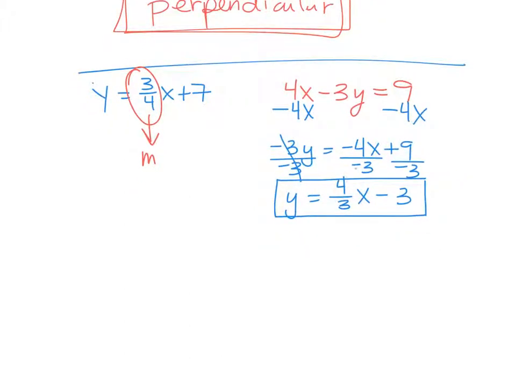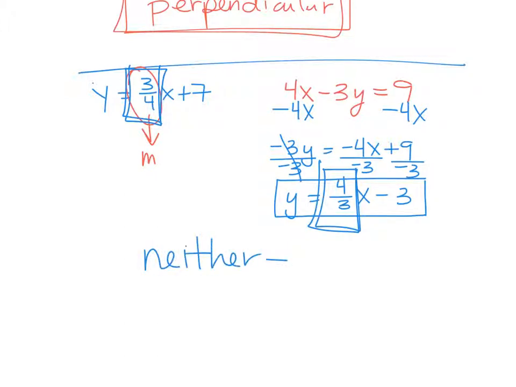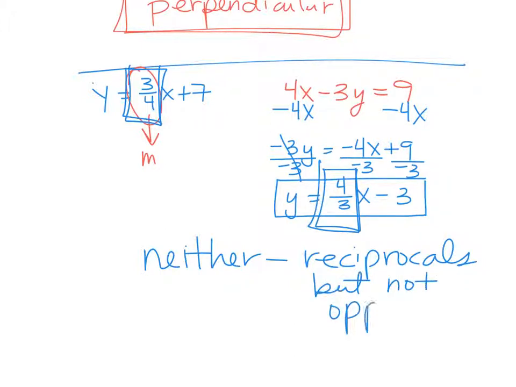4/3. Okay, so remember what the question was. Here's your slope. Here's your slope. Parallel, perpendicular, or neither? Neither. Why? Good catch. I'm so proud of you guys. This would be neither because they are reciprocals, but they're not opposites, right? So reciprocal, but not opposite.